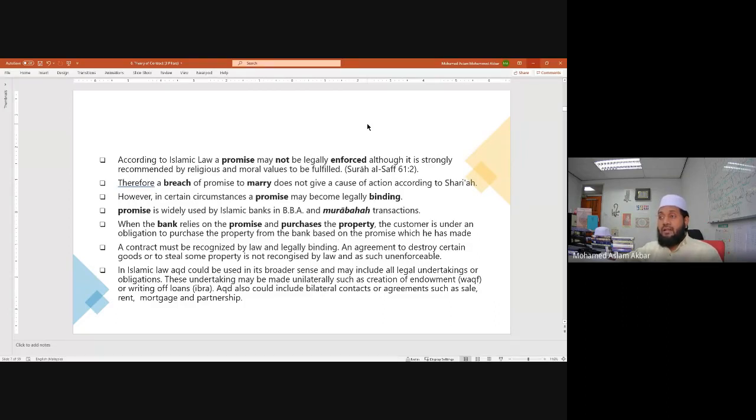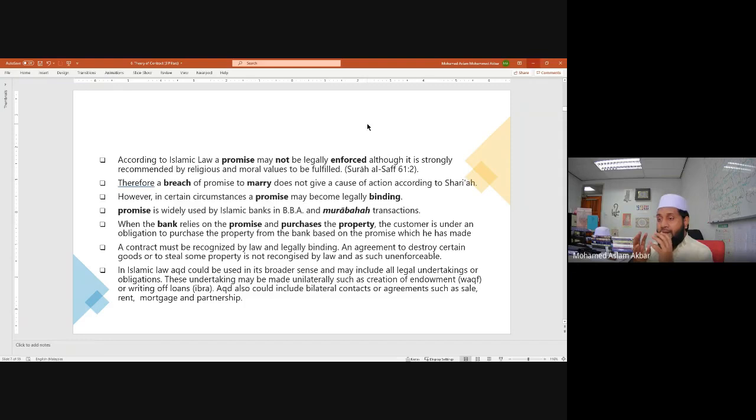The difference is in business, especially there are a couple of businesses that we are dealing with today, especially with the banks. They are based on promise. Those are the exceptions that I want you to understand. This is where we have businesses like BBA, Bay Bithaman Ajil, or you call it Murabaha. In this business, you and your bank are making an enforcement of these terms, and you agree that, okay, I will pay this money over time based on this promise.